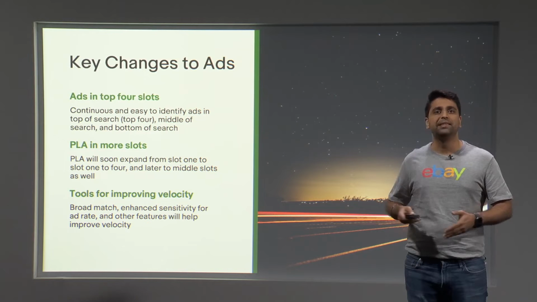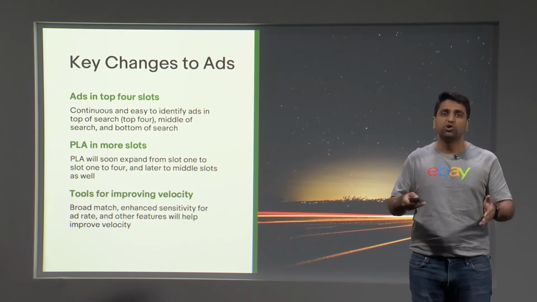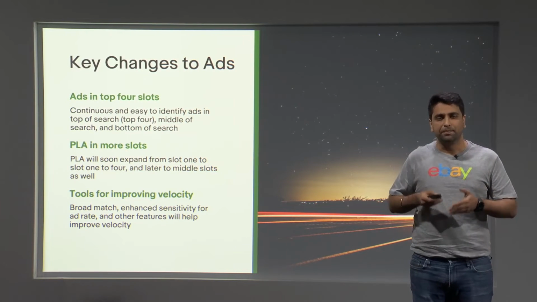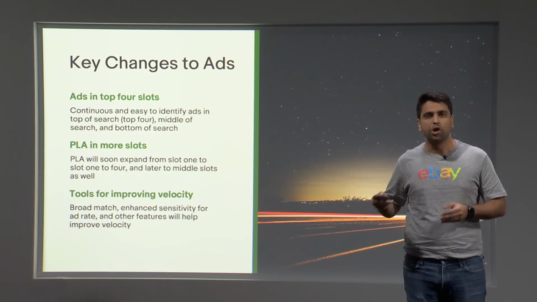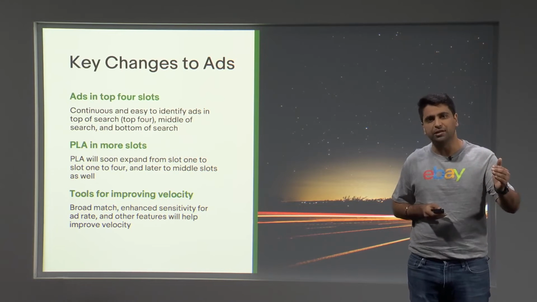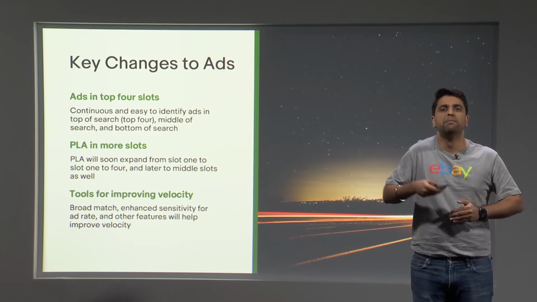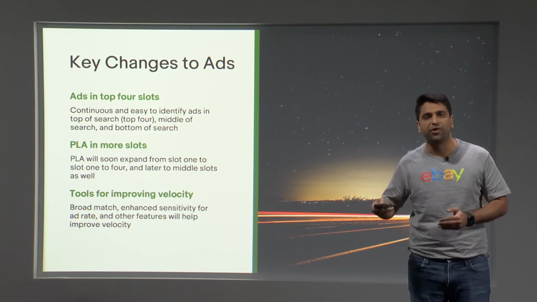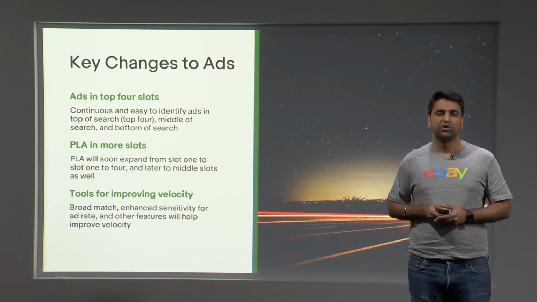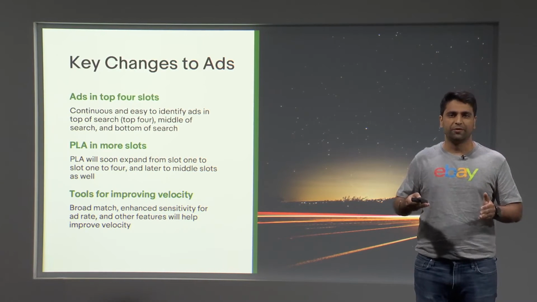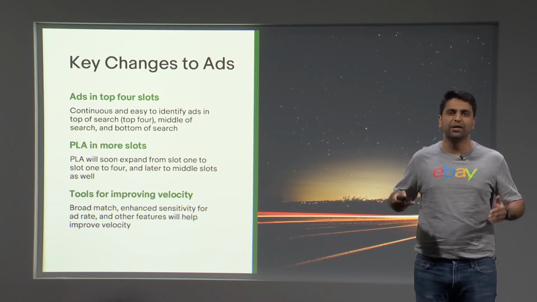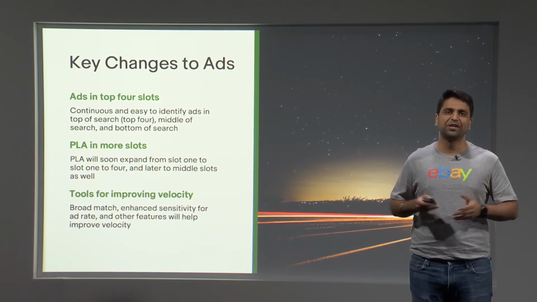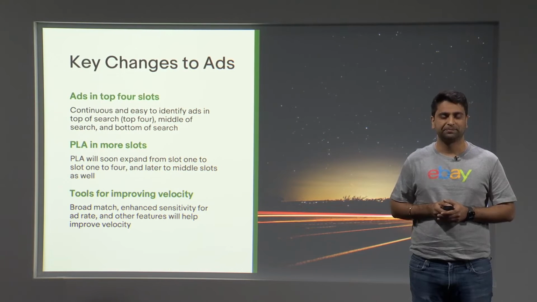This is just one example. There are many, many other examples. We are also working on what we call ad rate sensitivity, which is essentially making changes throughout our system to ensure that when you make some change in your bids, you see a more pronounced impact in your visibility, your ranking, and your velocity on search. So we want to give you all these tools which you can use to, again, eventually improve the velocity on search through ads. So these were some key changes that are upcoming on ads.